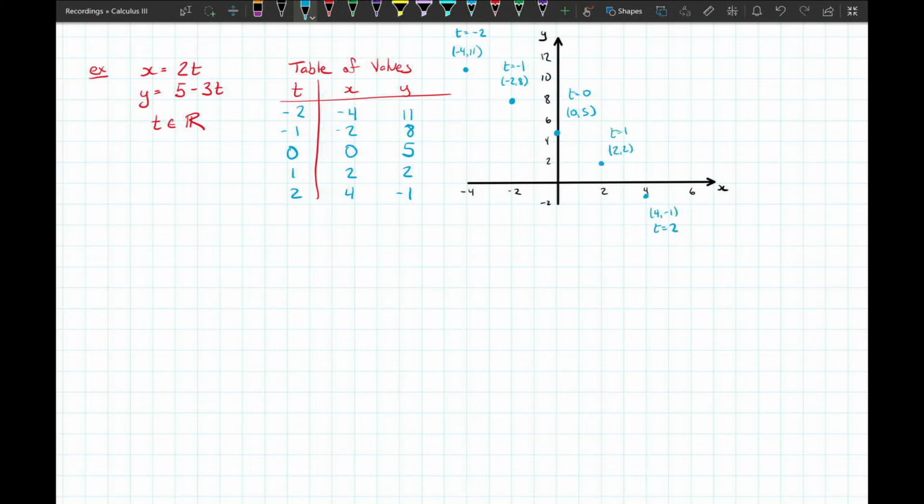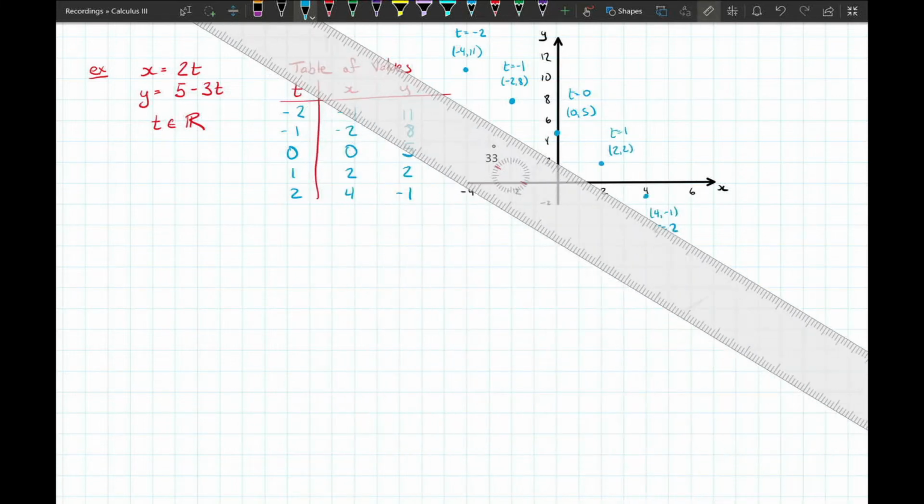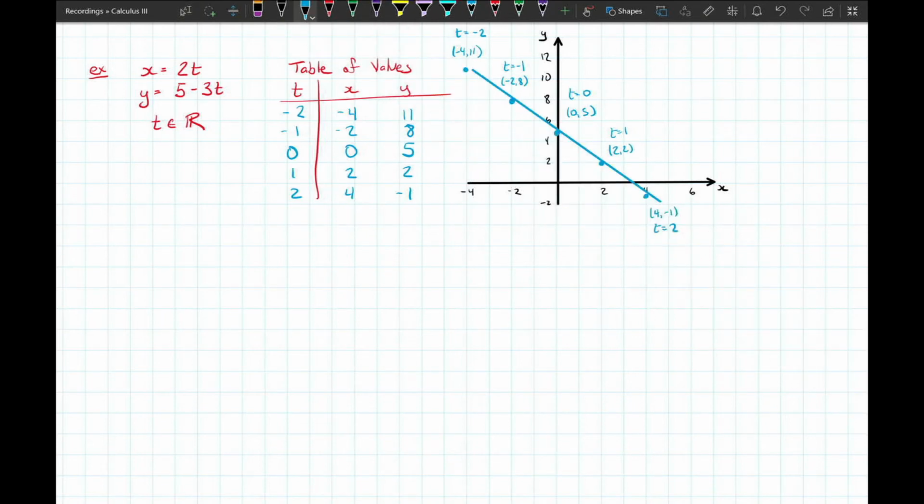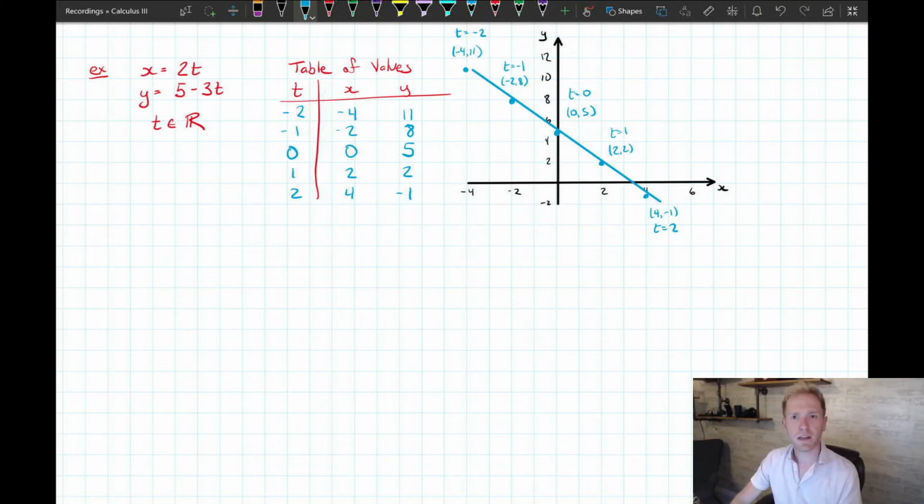Filling in the remaining points, sure enough, we can see this does form a line. So no surprise there, when we have linear relationships with x and t and y and t, we'll end up with the graph of a straight line. Now, of course, you can see that this does in fact pass the vertical line test, and so we could write this as a function. It'd be pretty simple to do.